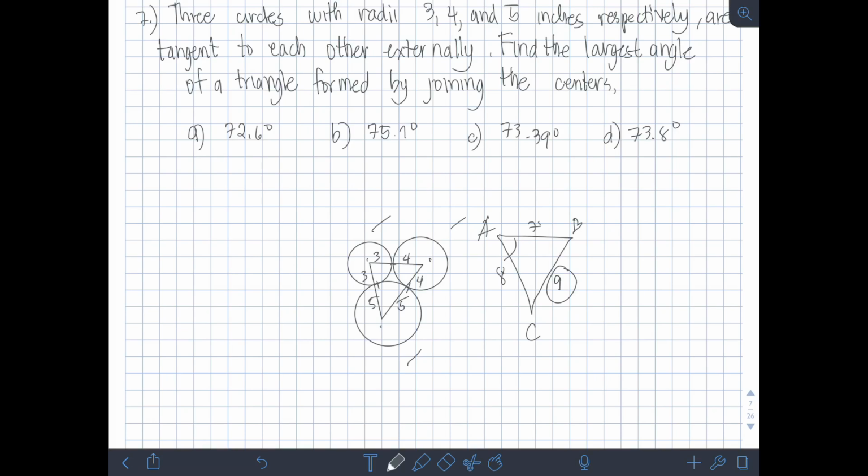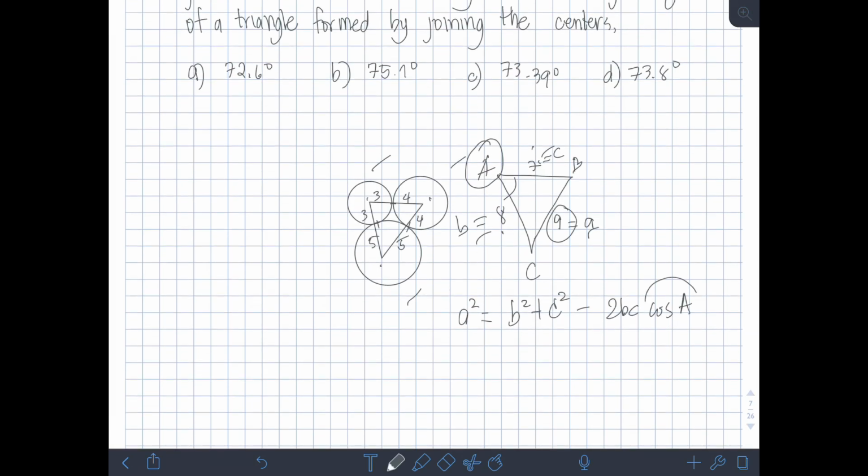Since we have three sides given, and the angle we are looking for is the included angle of the sides with lengths 7 and 8, we can use the cosine law. This 9 is small a, the 8 is small b, and the 7 is small c. We want this angle, so we use a. A squared is equal to b squared plus c squared minus 2bc cos A. This is the angle A we want, so let's solve for cos A.